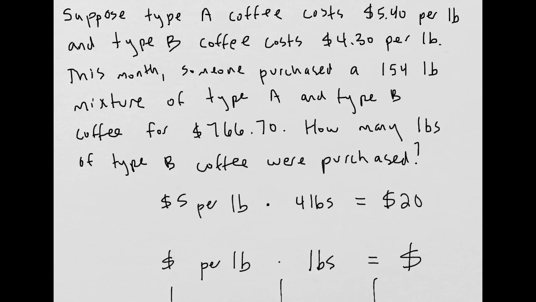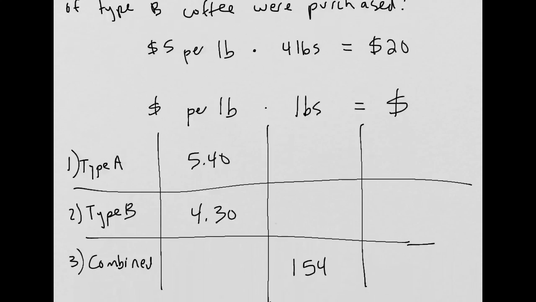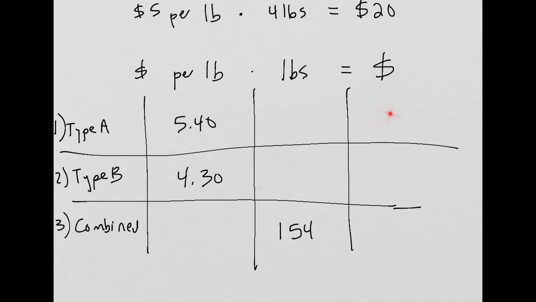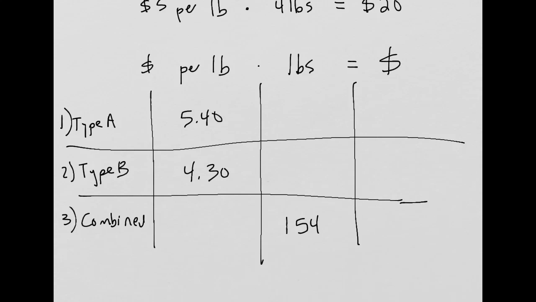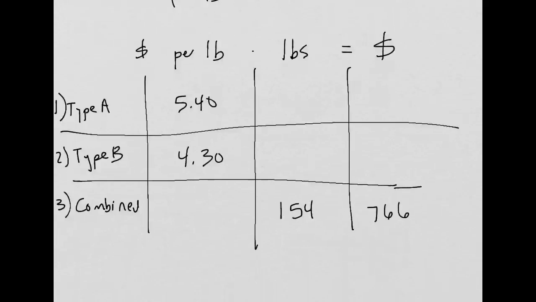The only other number I see that they give me is $766.70. And that looks like it's the cost of purchasing that mixture. So the $766.70 is going to go under my dollars column, and it's going to go under the combined row. So it's going to go over here: $766.70.